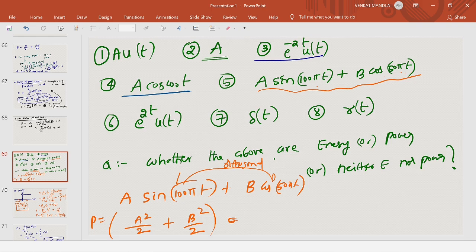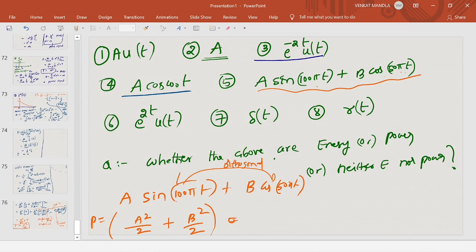That's the power of a sin 100 pi t plus b cos 50 pi t. And the sixth signal e power 2t u of t, seventh delta of t, eighth r of t. These three signals, let's discuss. What are these three signals?